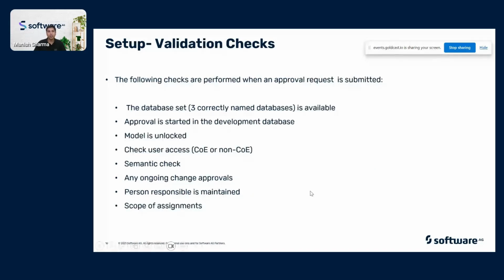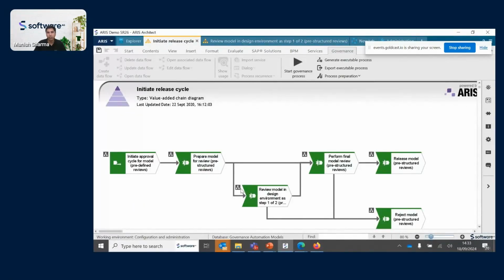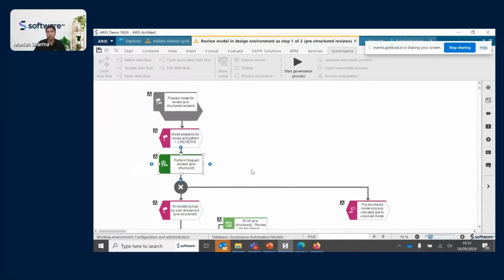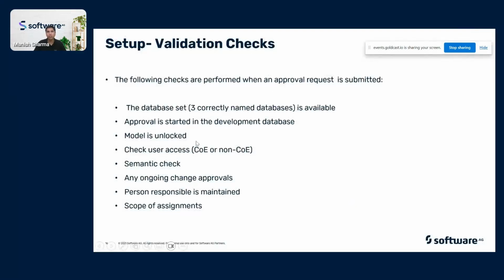Right. As part of this, I said you have some flexibility to carry out some checks and balances as part of the governance workflow, which is automated in one of the steps, which I briefly spoke about earlier, called validation. So when we were looking at this, we said review model. The very first step it was doing is performing frequent reviews. So that's an automated step where some frequent reviews are performed. And those could be these. Check if all the databases are available. So the dev, production, and archive, it checks if all the databases are available.